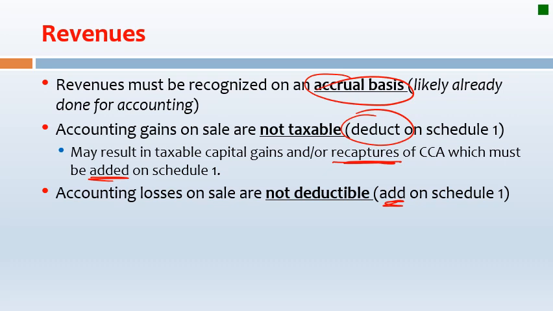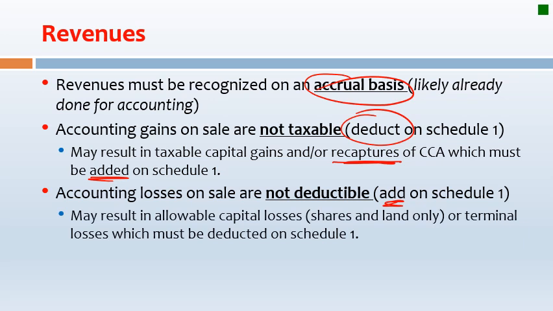Now, for tax purposes, how they're dealt with is that we may have allowable capital losses. Remember, depreciable assets never have capital losses that are allowed on them. But on shares and land, you may have allowable capital losses. And then what's more likely is you could have a terminal loss. And now terminal loss must be deducted on Schedule 1, as it is a deduction from business income.